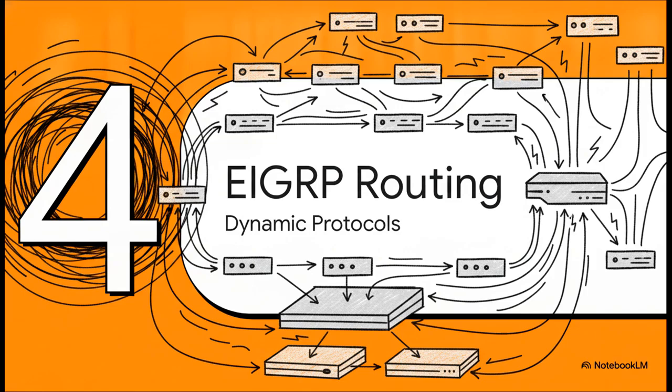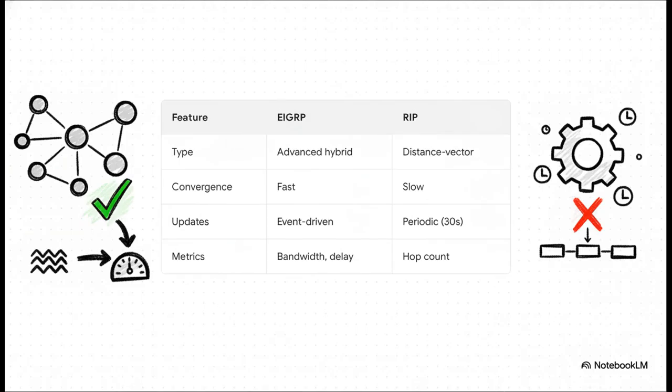Which brings us nicely to Section 4, Inside EIGRP Dynamic Routing. Now that our massive multi-layer campus is built, we hit a routing roadblock. Static, manual paths simply won't cut it in a dynamic network where links can drop at any second. We need a dynamic protocol to navigate this maze.